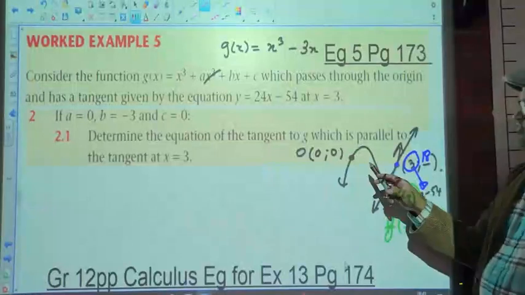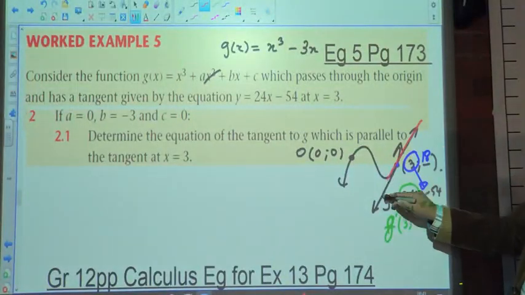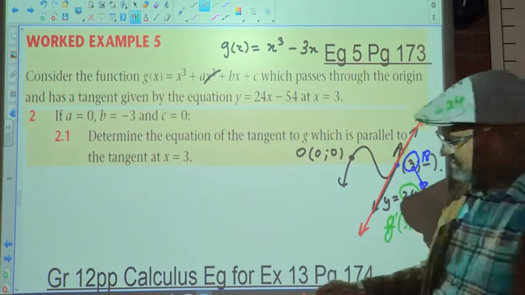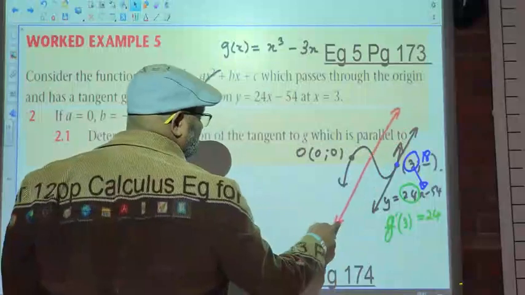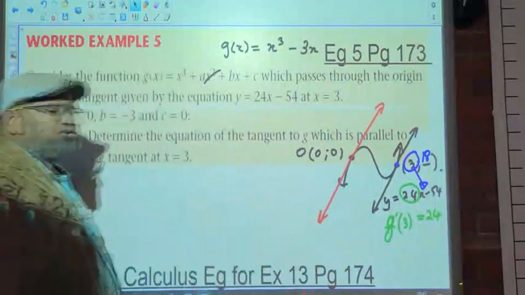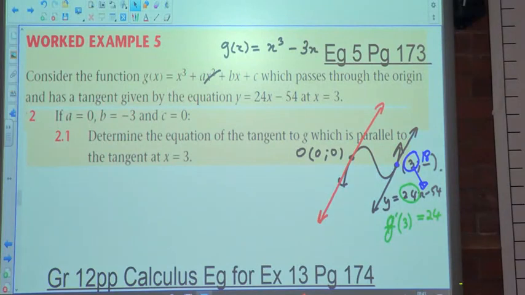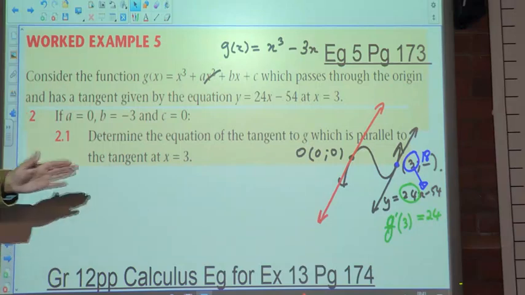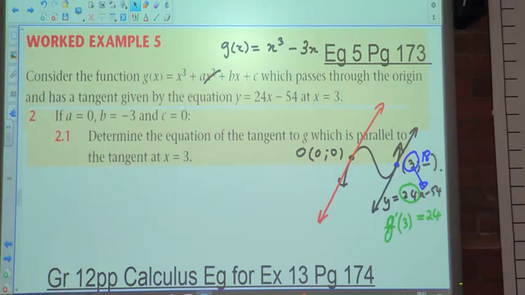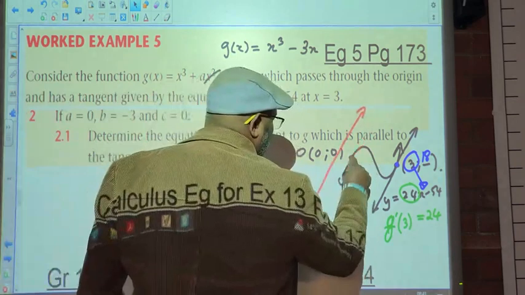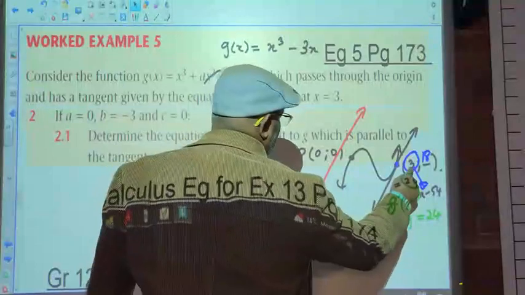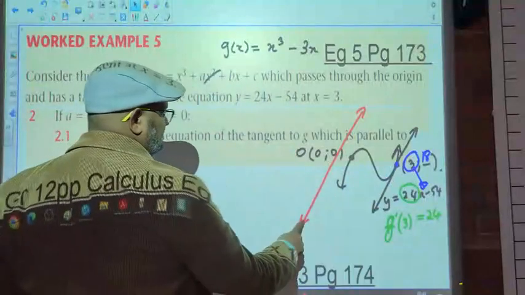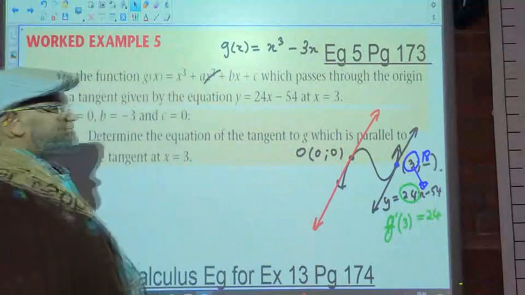Again, determine the equation of the tangent to g which is parallel. People, if lines are parallel, what do we know? Gradients are equal. It's like somebody did their homework, no? So now, this tangent would be approximately here as well. Will it go through (0; 0)? I don't know. It could, but it doesn't mean to say it will. It is just by chance that it looks like it's going through (0; 0). Remember, this point here could have been anywhere along that curve, as long as it's before the 3, not so? It's going to be there.